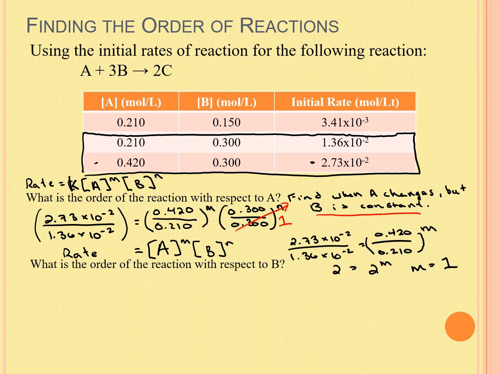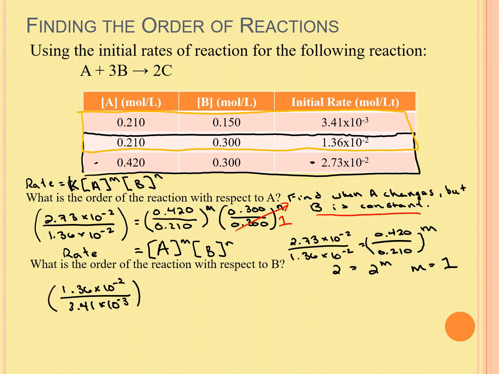Next one says, what is the order with respect to B? In that case, I want B to change but A to be constant. So instead, we're going to pick the top two sets of data. I'm not going to write it all out because I know that the A's are just going to become 1. So I'm going to write the ratio of the rates: 1.36 times 10 to the minus second divided by 3.41 times 10 to the minus third. Those are the ratios of the rates.